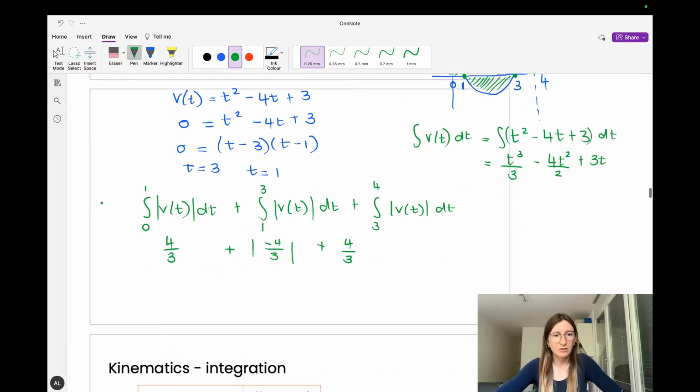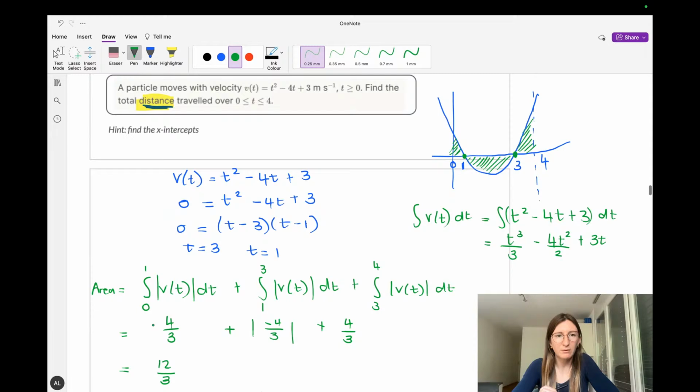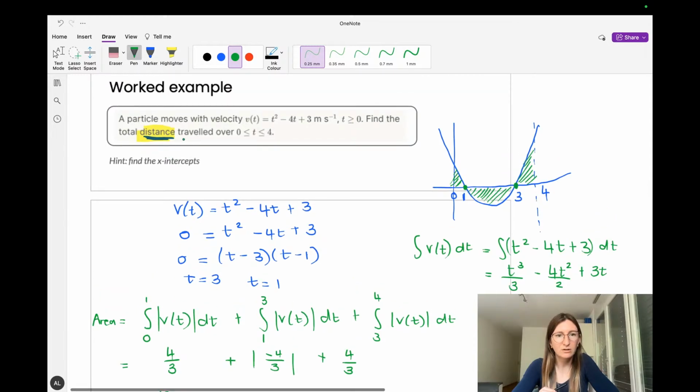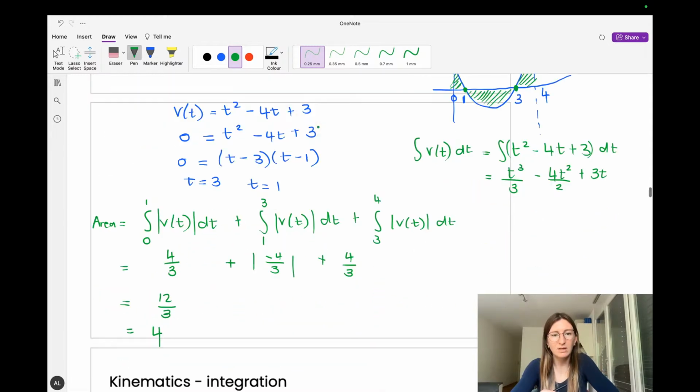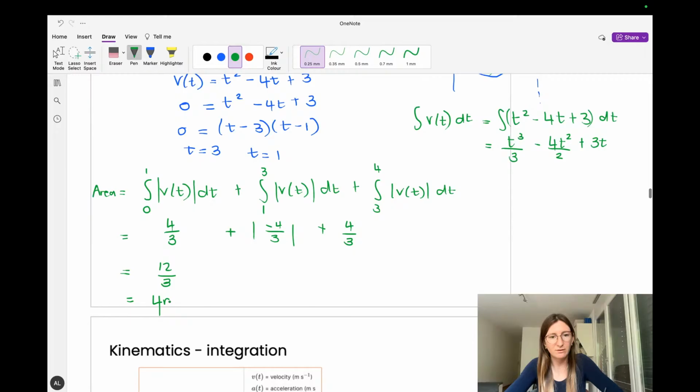So that is my total area under the curve. So 4 over 3 plus 4 over 3 plus 4 over 3 gives me 12 over 3, and 12 divided by 3 is just 4. So what was my question actually asking? Find the total distance traveled, and we were in meters. So the total distance traveled is 4 meters.